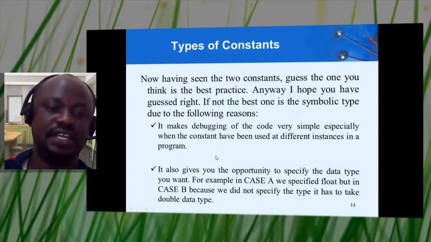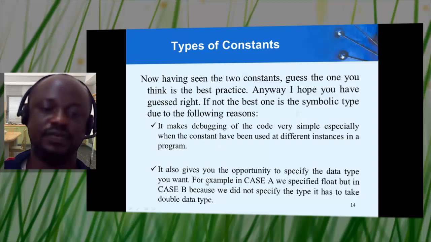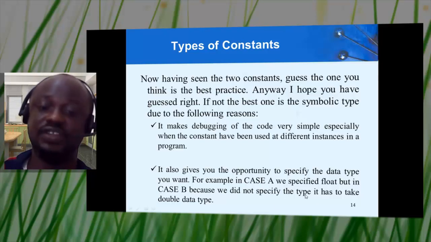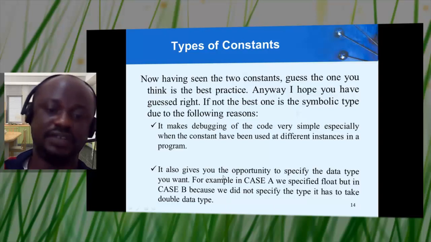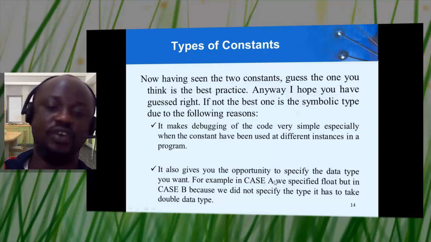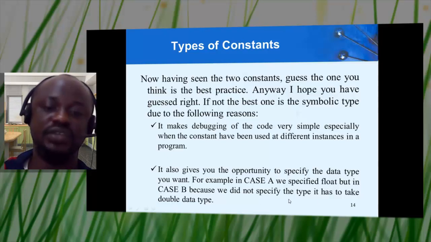Number 2, it also gives you the opportunity to specify the data type you want. For example, in case A, we specify float, but in case B, we did not specify the type it has to take. Therefore, it is supposed to take a double as a default. So what we are trying to say is that if you don't specify the data type, by default it will take a double. In our example, if you use float, it can do it, and if you use double too, it can do it, but we are just wasting memory.